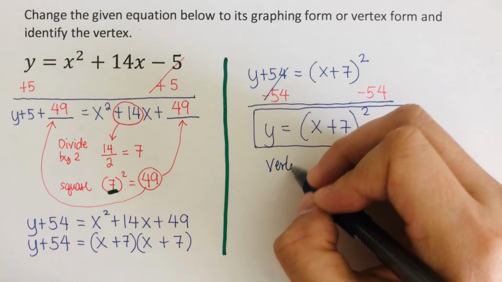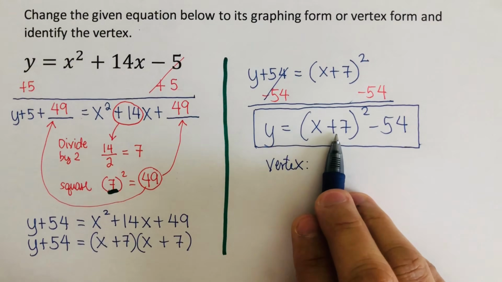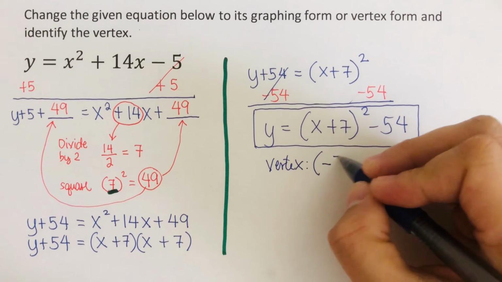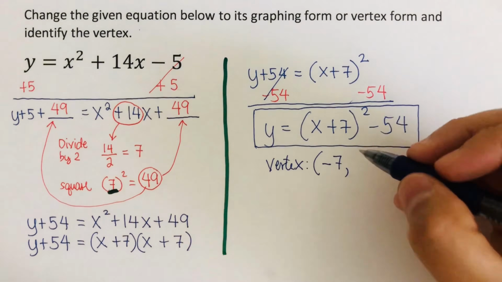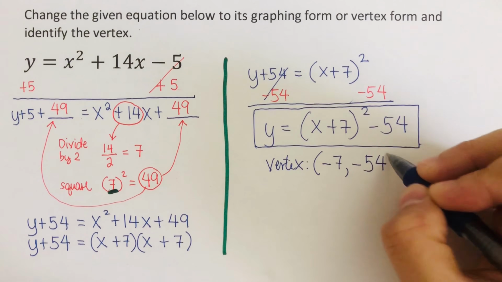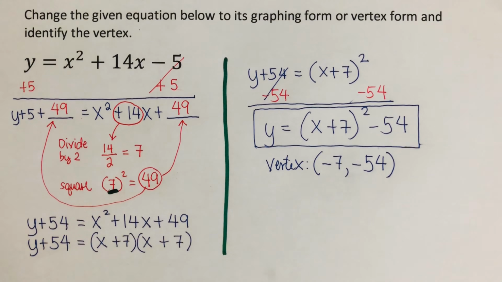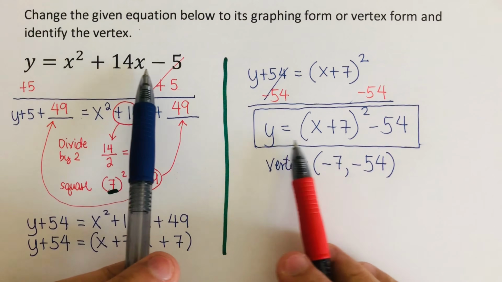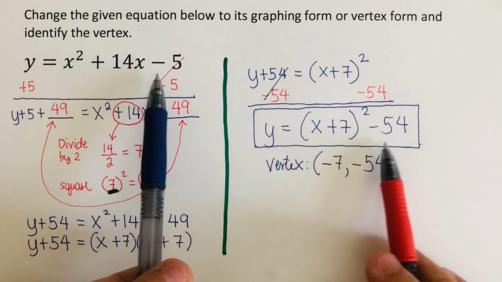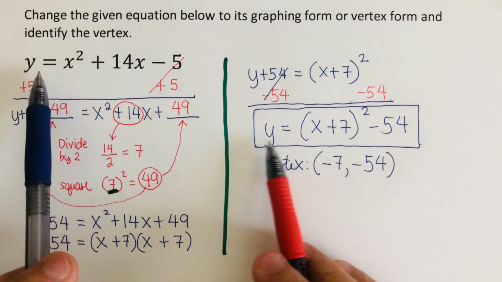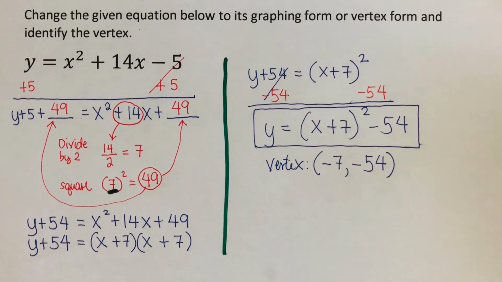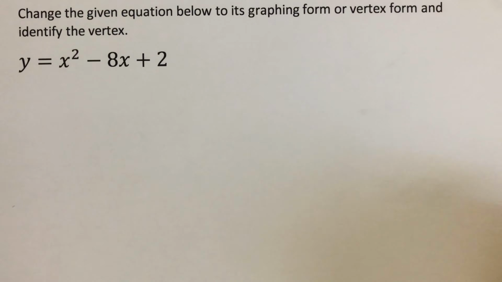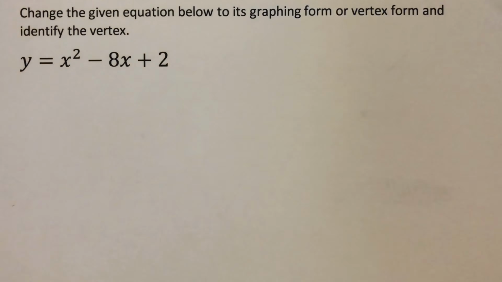So our vertex here is, switch the sign of this, so that would be a -7, and keep the sign of this, that's a -54. So this is our vertex. And so from general form, that's the general form right here, we have changed it to graphing form or vertex form. So these two equations are equivalent. At this time, I would encourage you to pause this video and try this problem out on your own. And if you're done, unpause it and check your answer.